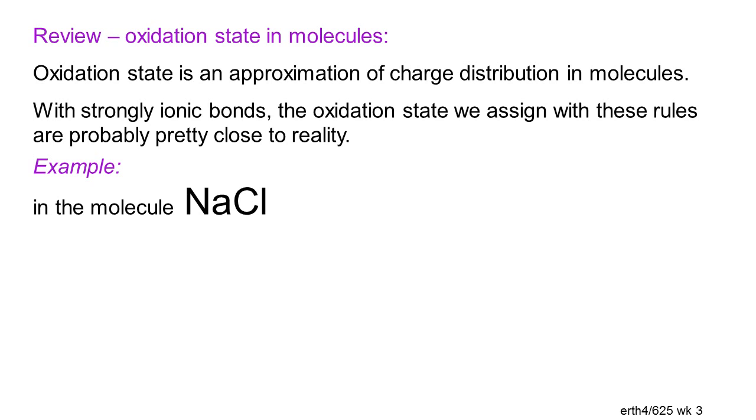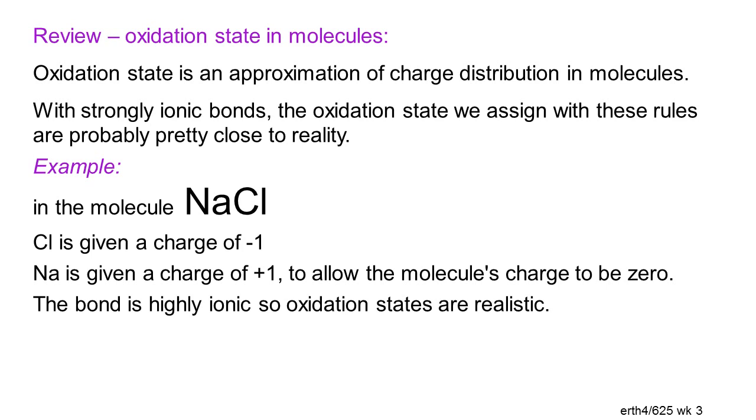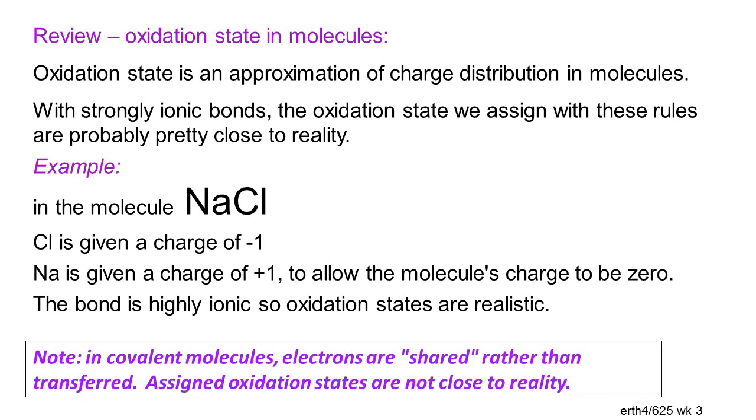So here's an example for the molecule sodium chloride, which we all recognize as table salt, or the mineral halite. It's an ionic compound. And using the rules I just went through, chloride would be given a charge of -1, and sodium would be given a charge of +1. And this would allow the molecule charge to be 0. The bond is highly ionic, so oxidation states are realistic.